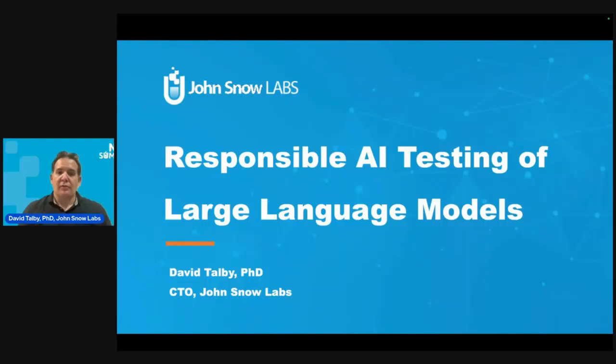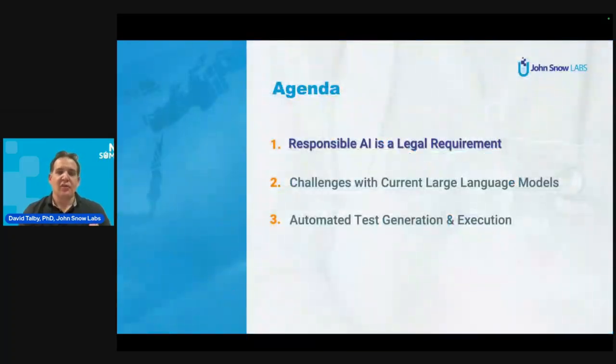When we talk about responsible AI testing of generative AI models, the first important thing to remember is that in many cases, it is legally required today. So what we're going to cover here are some of the new regulations and laws that you need to be aware of when building real systems, some of the challenges and gaps where current LLMs do not seem to comply with these regulations, at least not out of the box, and an automated testing library, an open source library that can help you generate and execute tests to meet those requirements.